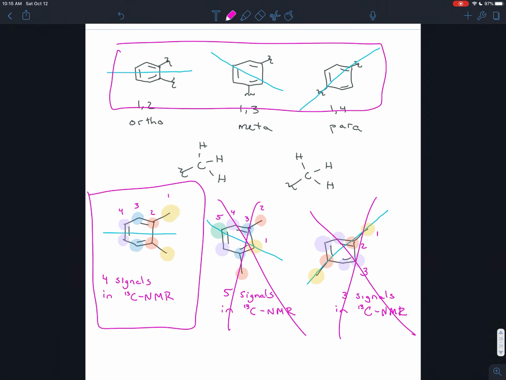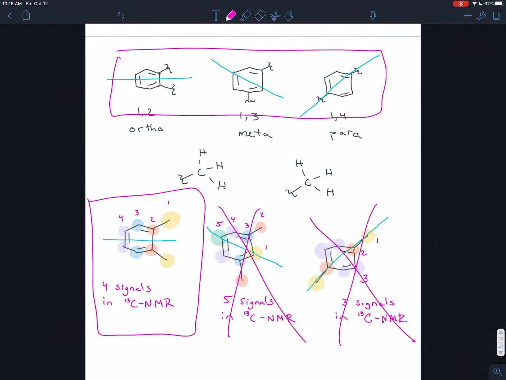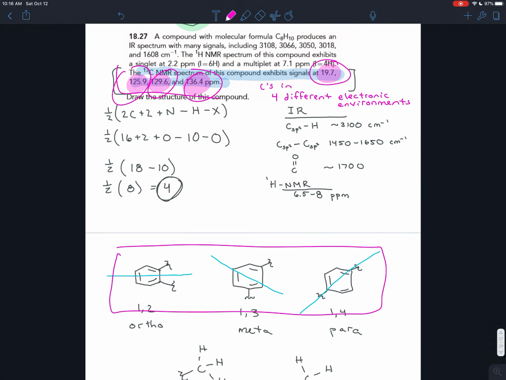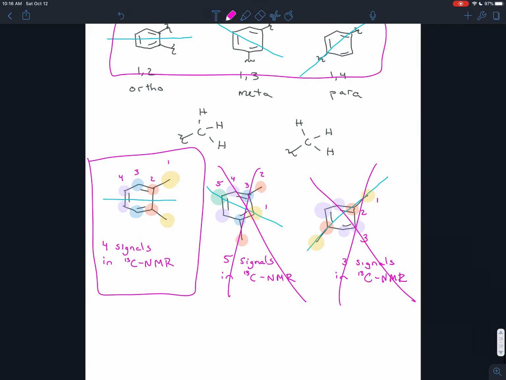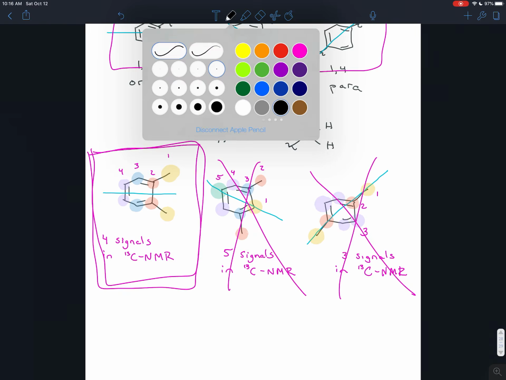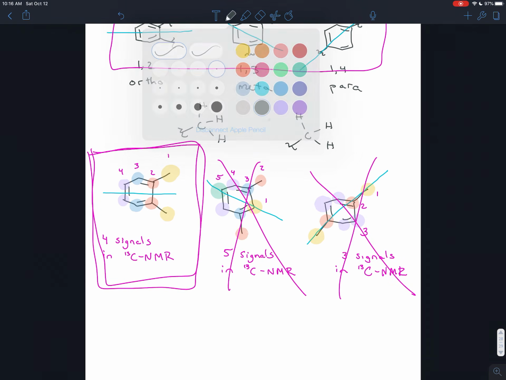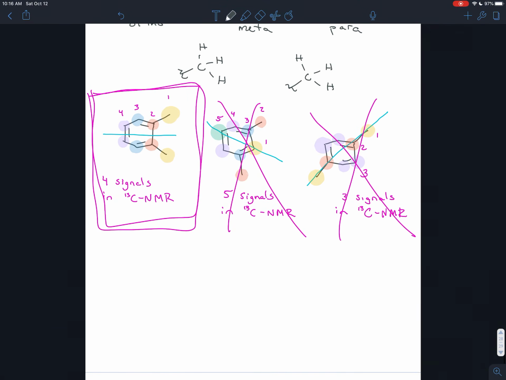We drew the 3 possible molecules, saw the number of signals they would give us in a carbon-13 NMR, and compared that with the number of signals they gave us. Because they gave us 4, the answer has to be the molecule that only gives you 4 signals in the carbon-13 NMR. And so the structure of the molecule is ortho-dimethylbenzene.